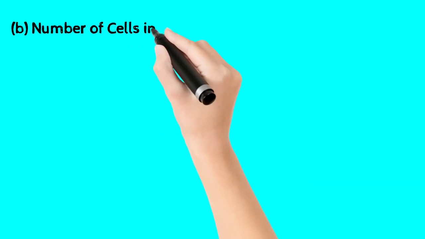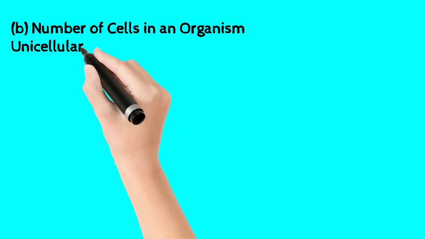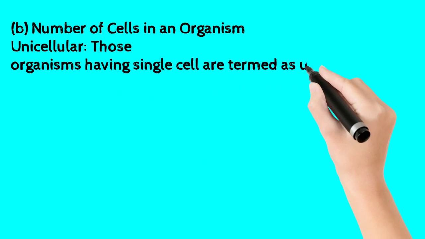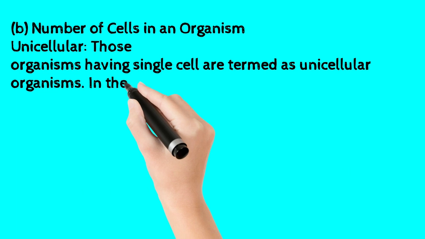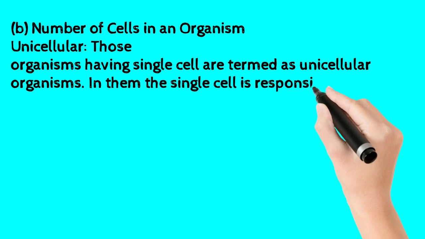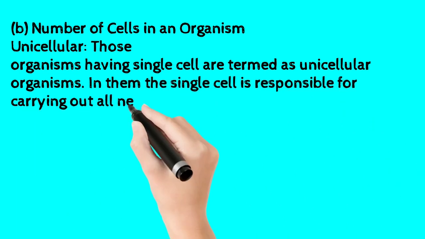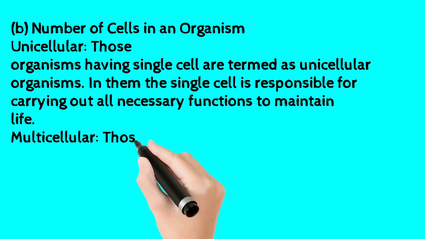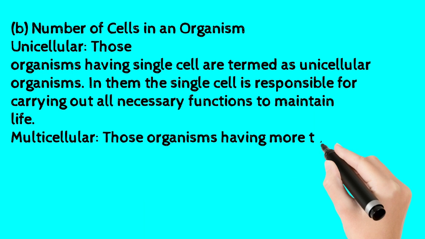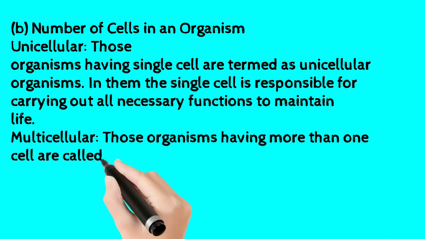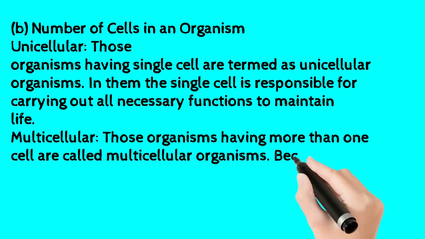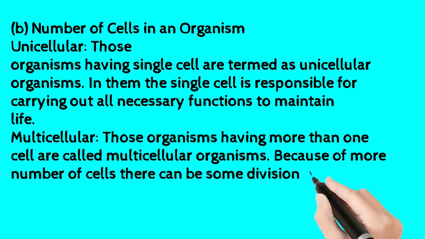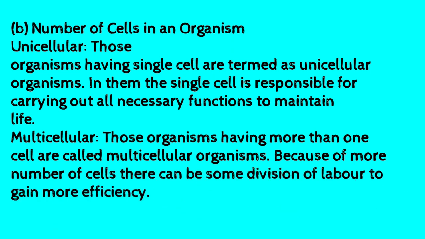B. Number of cells in an organism. Unicellular. Those organisms having a single cell are termed unicellular organisms. In them, the single cell is responsible for carrying out all necessary functions to maintain life. Multicellular. Those organisms having more than one cell are called multicellular organisms. Because of more number of cells, there can be some division of labor to gain more efficiency.